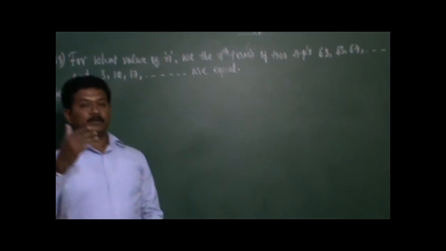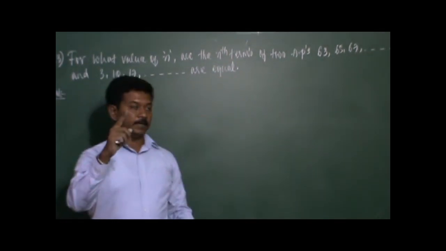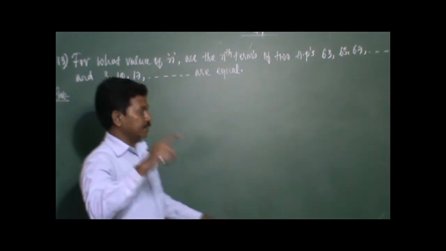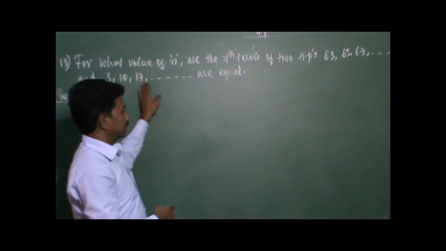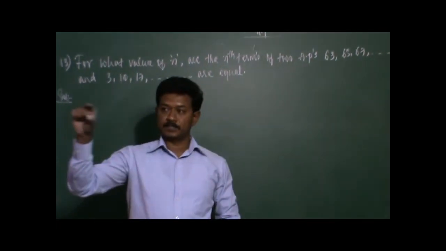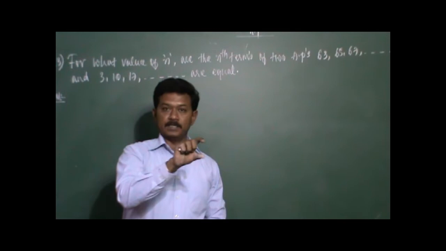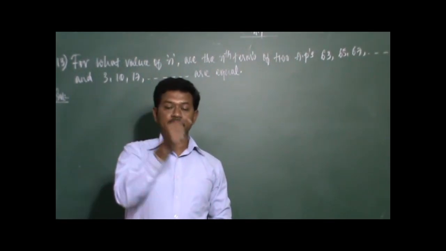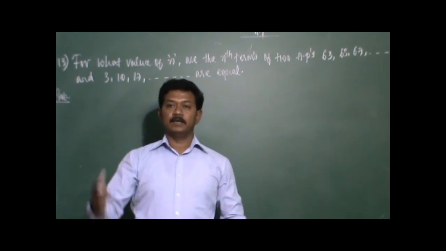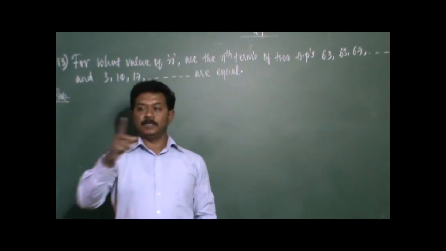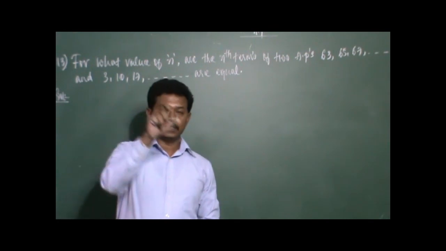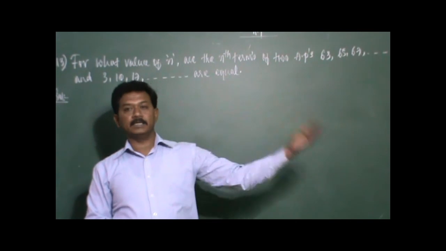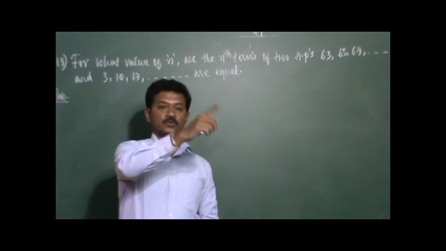So now they have given us two APs. One AP is 63, 65, 67 and so on. Another AP is 3, 10, 17 and so on. So there are two APs, one is this, another is this. In both the APs, particular terms have become equal. Maybe in the first AP and the second AP, two terms have become equal. Further on, in the coming terms, two terms in both the APs have become equal.